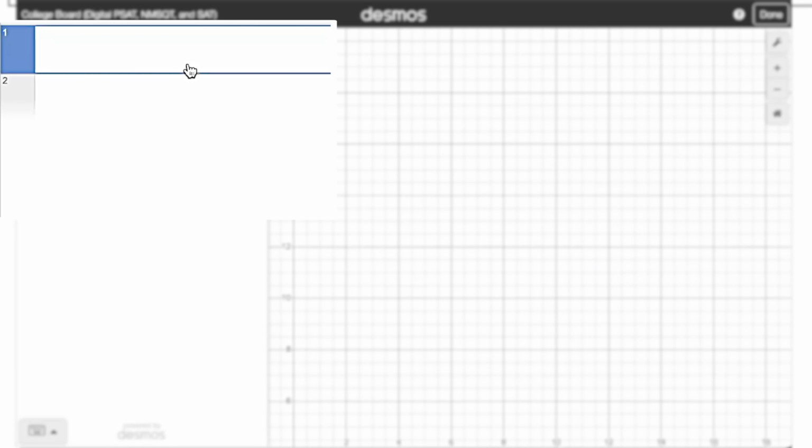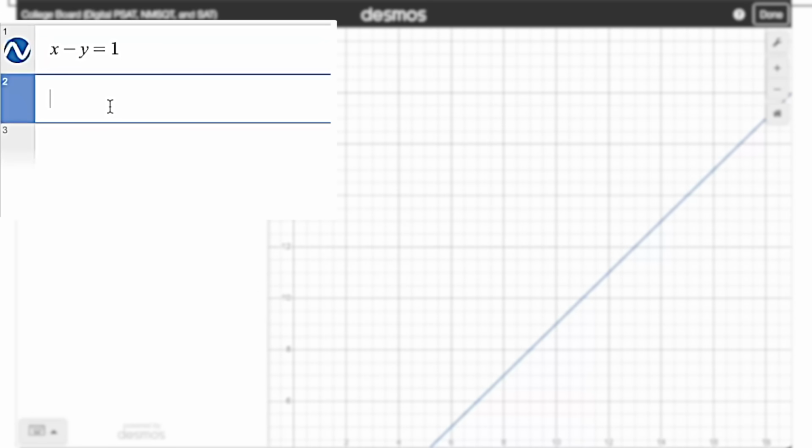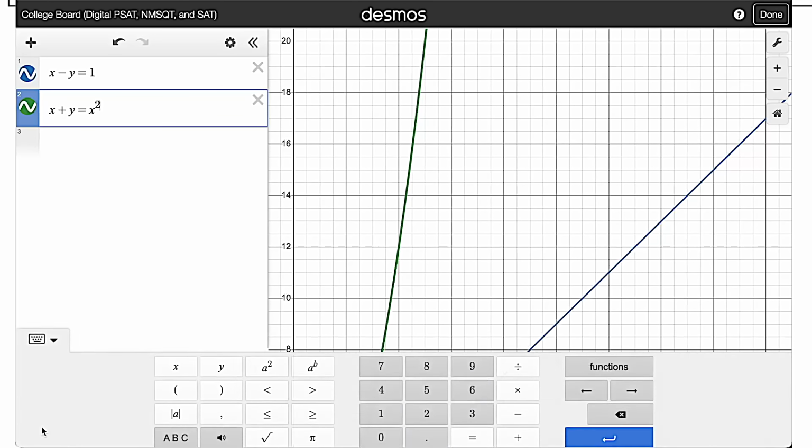First one was x minus y equals 1. And then the other one was x plus y equals x squared. And I'm using my little caret, so I don't have to use the keypad down here.